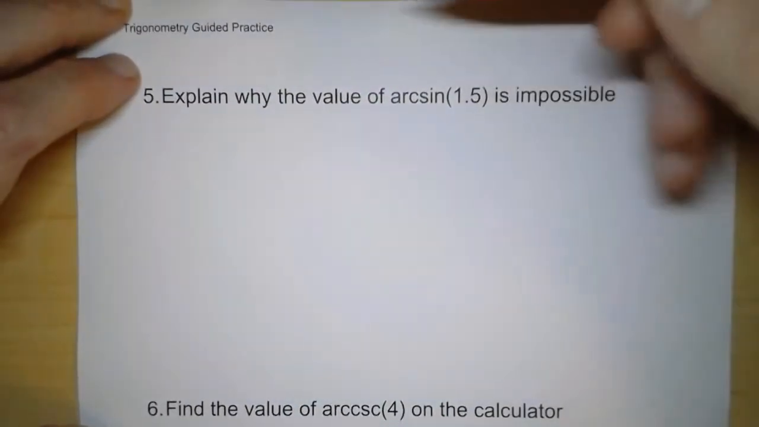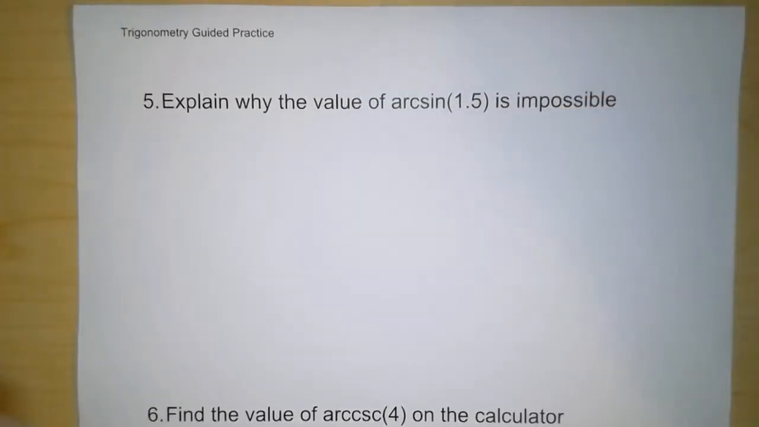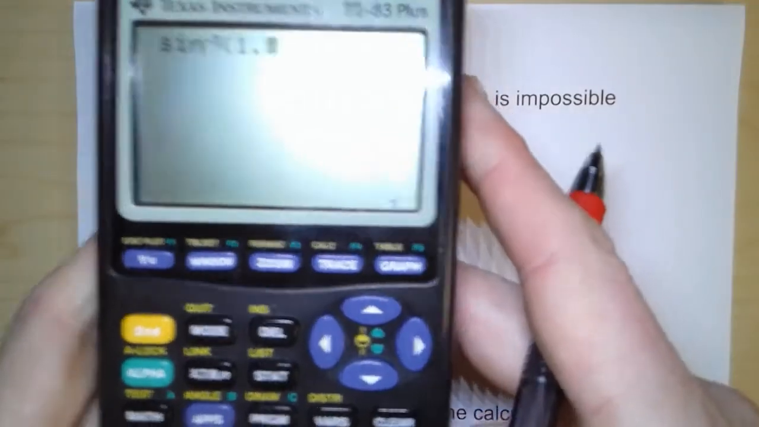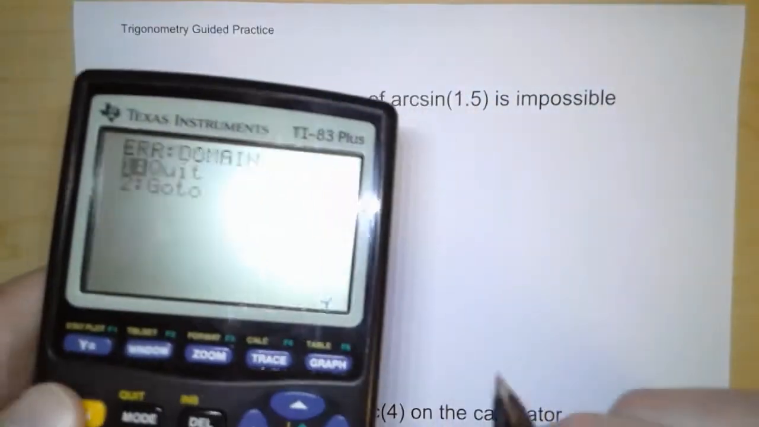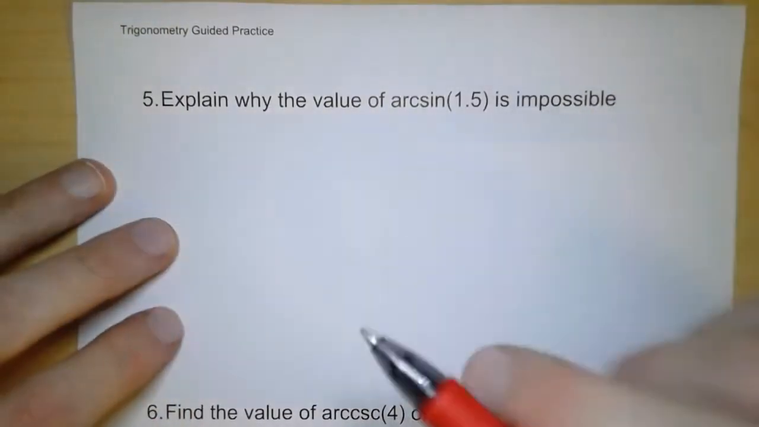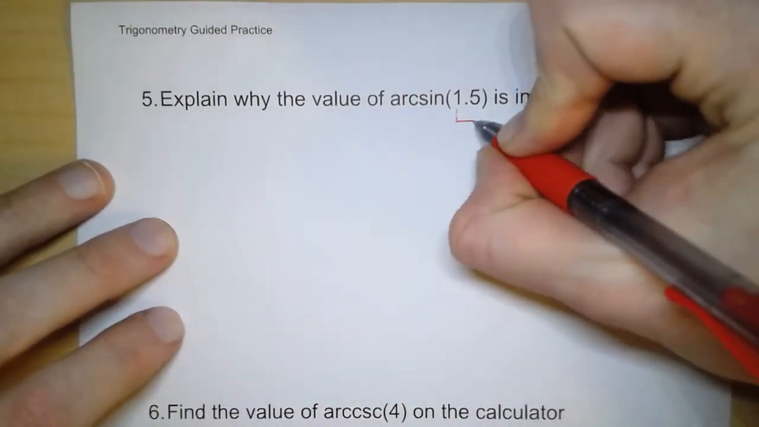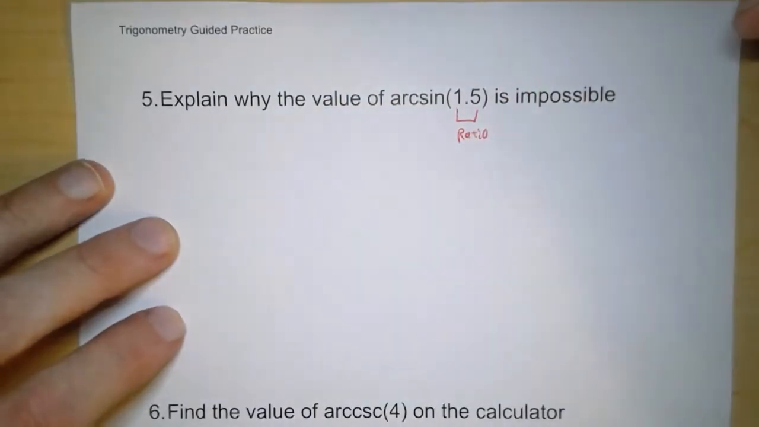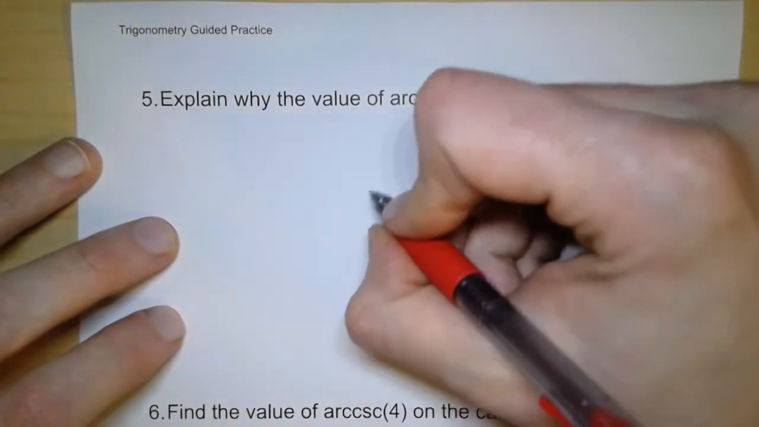So here, number 5 asks, why is the value of arcsine of 1.5 impossible? Now we can confirm that that's impossible. Take arcsine of 1.5, and it gives me an error domain. But the question is why? Why is that so? Well, if we think about it, this represents a ratio. And what we want is we want arcsine to give us an angle.